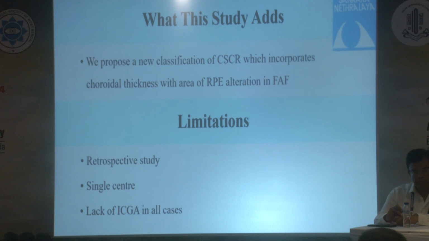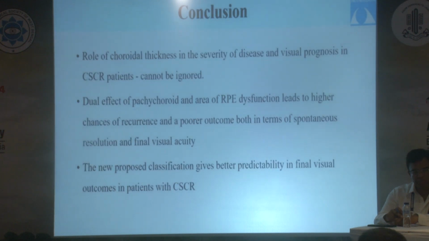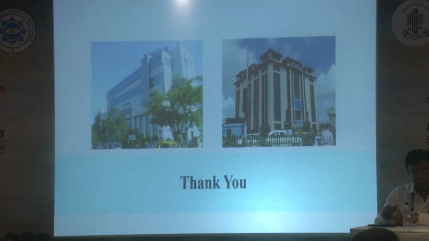Limitations were that it was a retrospective study done in a single center. ICG was not done in all cases. To conclude, the role of choroidal thickness in cases of CSCR cannot be ignored. The dual effect of pachychoroid and area of RPE changes was associated with greater recurrences and poorer outcomes in terms of visual acuity, and the new proposed classification system gives better predictability in the final visual outcome in such patients. These are my references. Thank you.